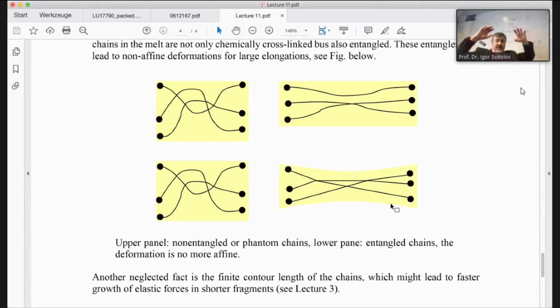If your chains are phantom and you pull two of them, they essentially disentangle. They don't feel each other. And the increase in the length of the chain is not as large as when there is indeed a physical interaction here. So essentially, this physical interaction acts as an additional link, which now cannot be released by motion of the parts of the chain.